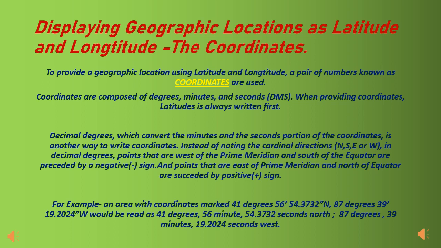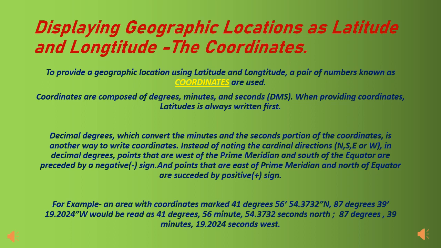Displaying geographic locations as latitude and longitudes. The coordinates. To provide a geographic location using latitude and longitude, a pair of numbers known as coordinates are used. Coordinates are composed of degrees, minutes, and seconds, that is DMS. When providing coordinates, latitude is always written first. Decimal degrees, which convert the minutes and seconds portion of the coordinates, is another way to write coordinates.